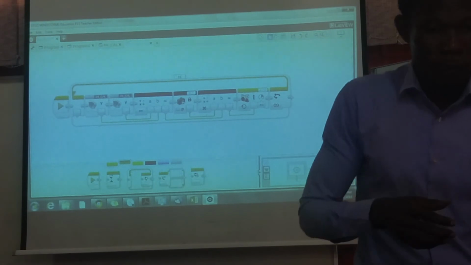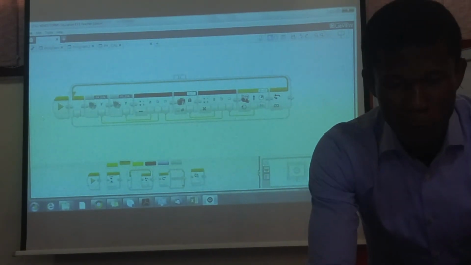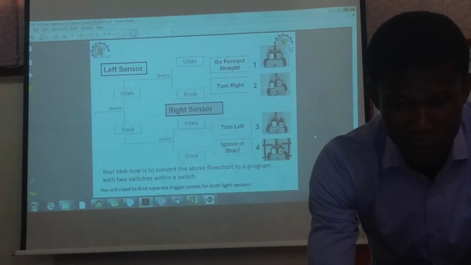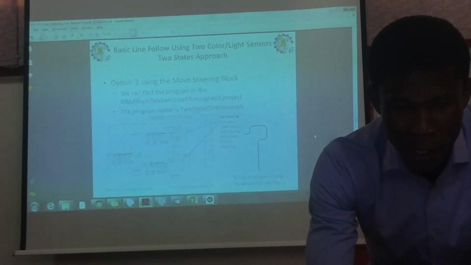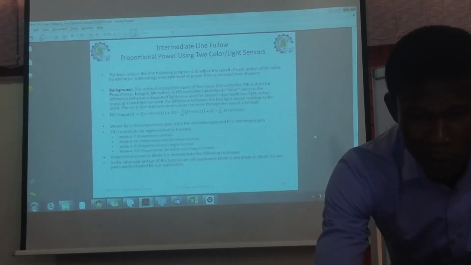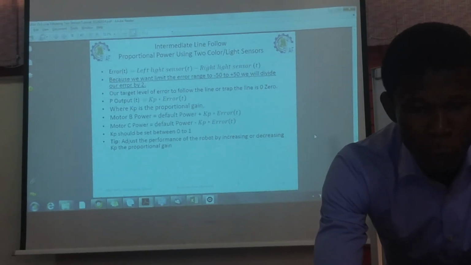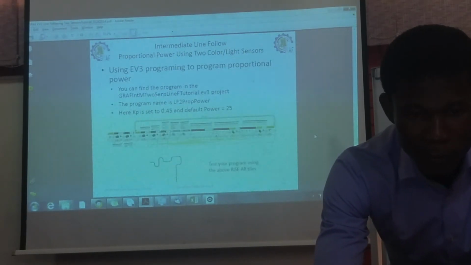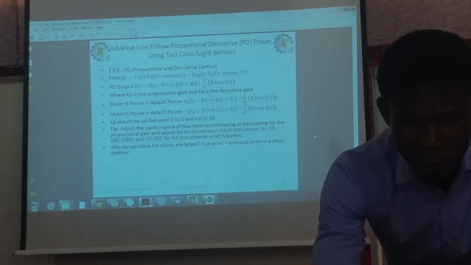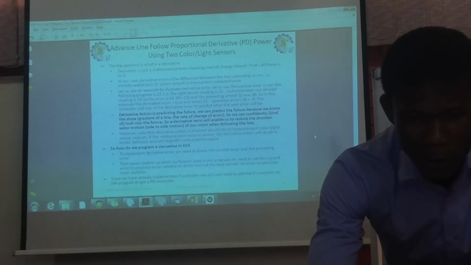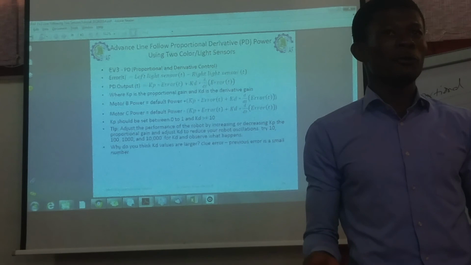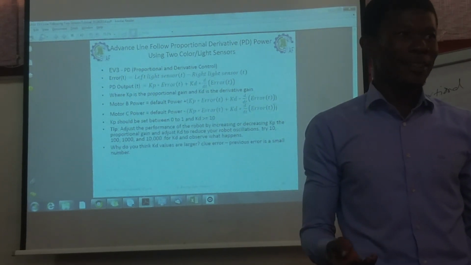Good. Now, that is for proportional steering using 2 light sensors. I'll introduce some other things. Let's try the proportional power and the proportional derivative with 2 light sensors. It's simpler than the 1 light sensor.